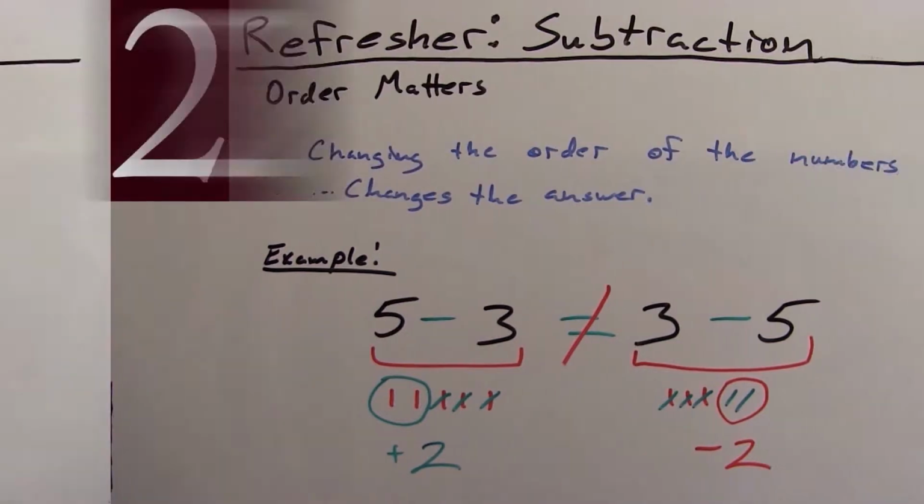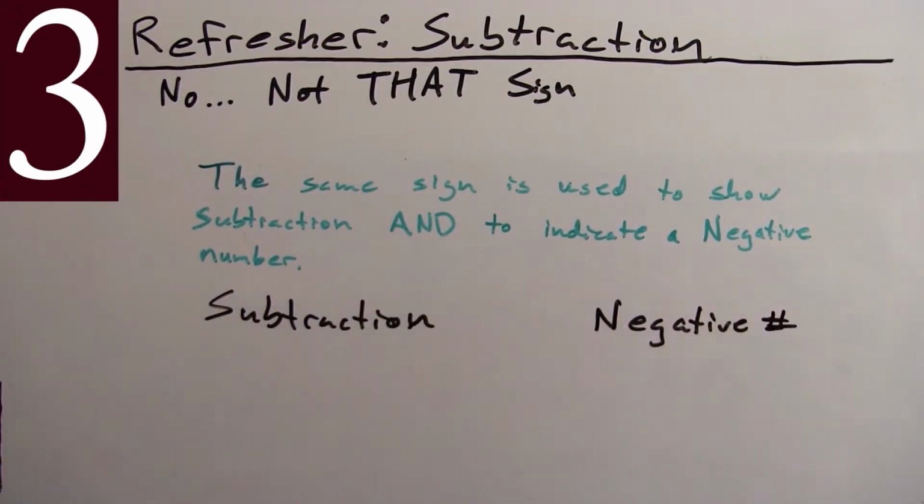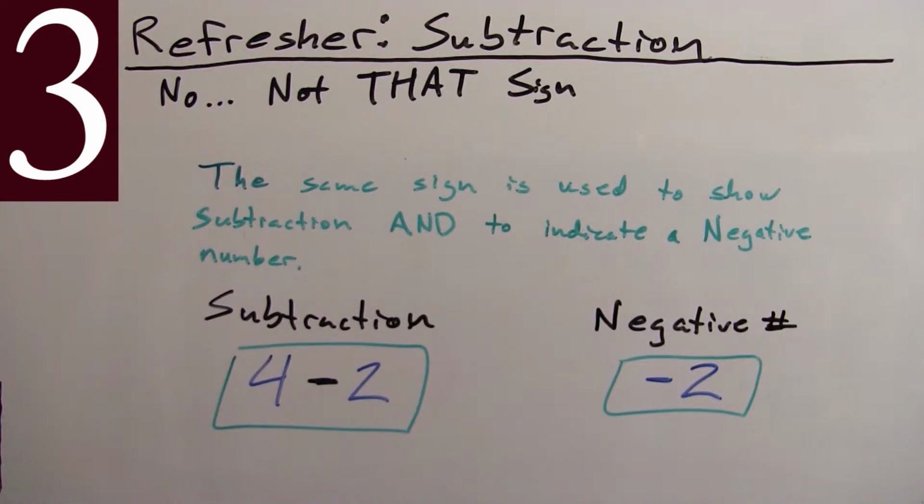Number 3 on this list is a warning. Subtraction is not the only place you'll see the subtraction sign in mathematics. The same sign is also used to show that a number is negative. Don't panic though. Identifying both uses is easy. If the sign is placed between two numbers and it's the only sign there, it's always subtraction.